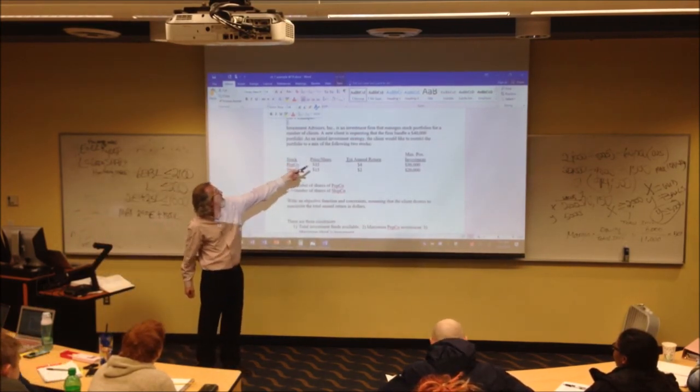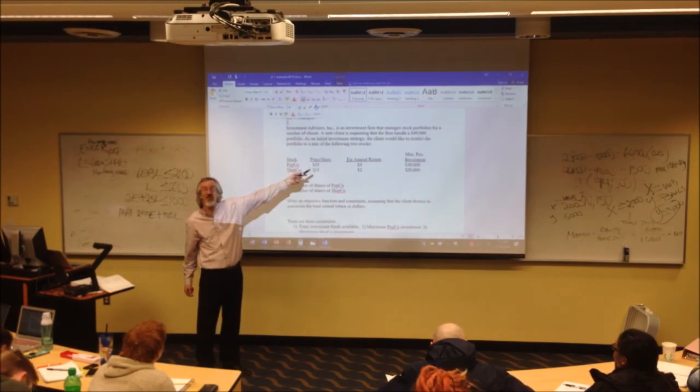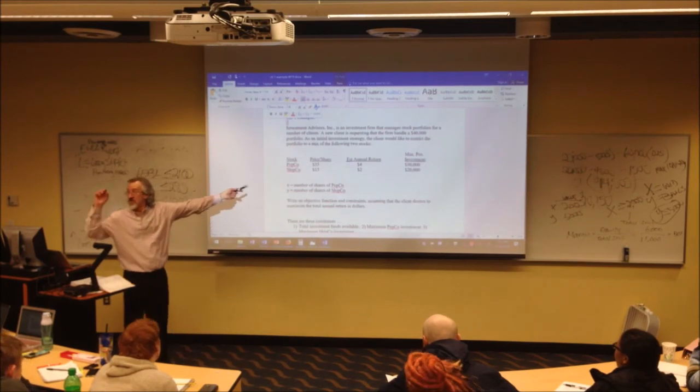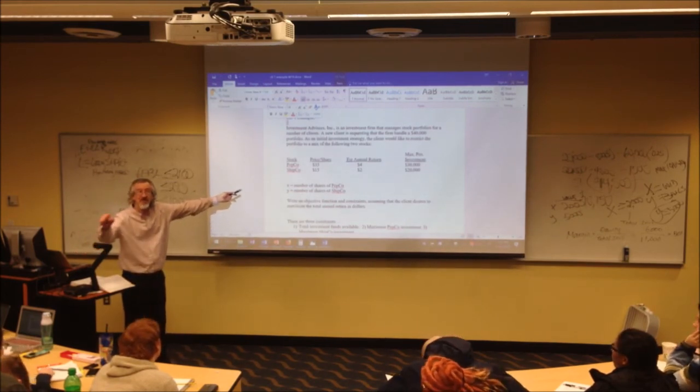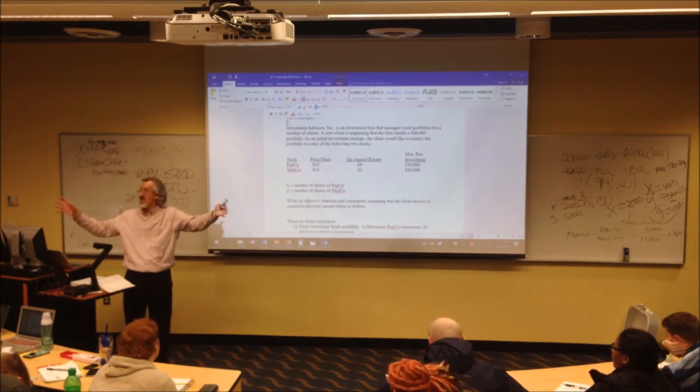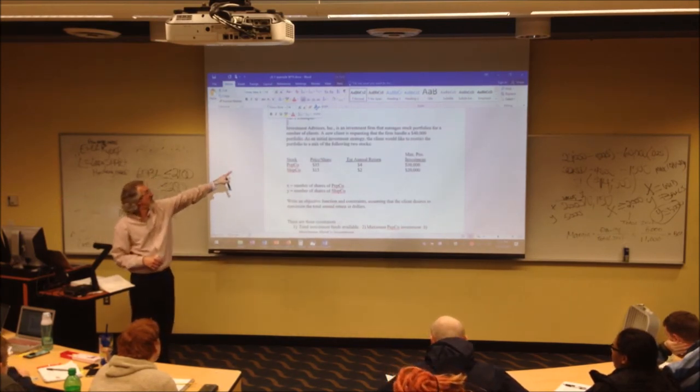Stock portfolio clients. I was trying to highlight or underline that 40,000. This is all about this client who says, here's 40,000. Now there's something about that 40,000. It's either part of the objective function or it's part of a constraint. That's why I'm trying to highlight it for you.